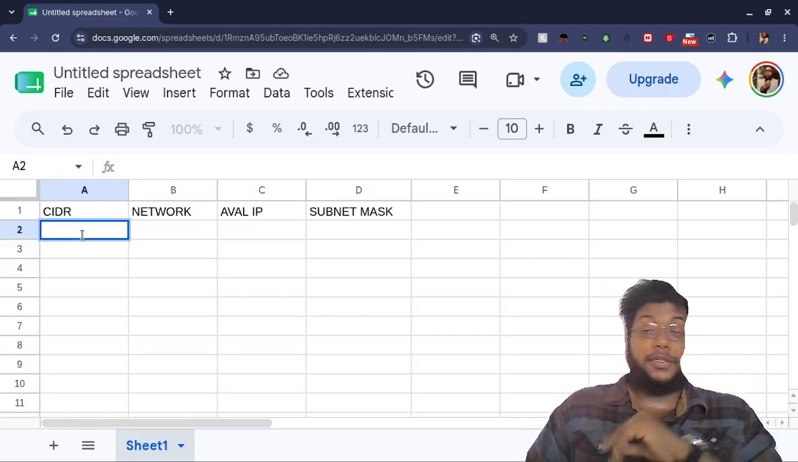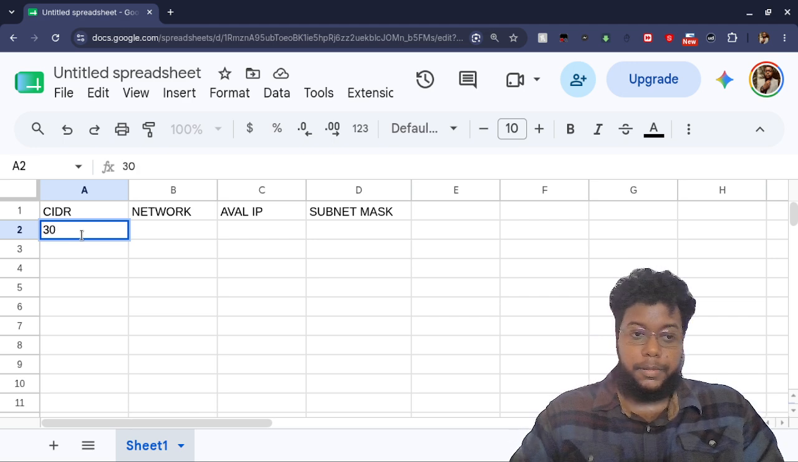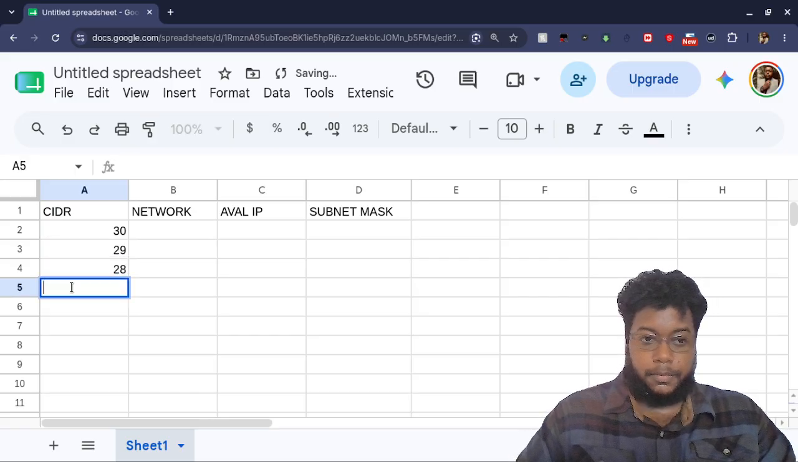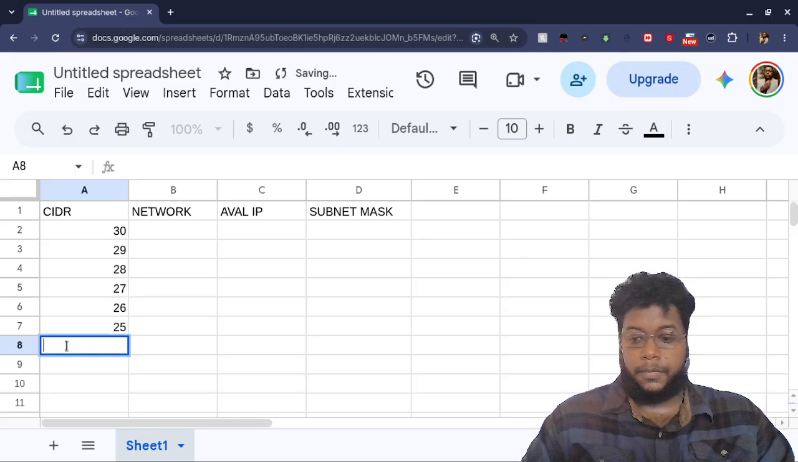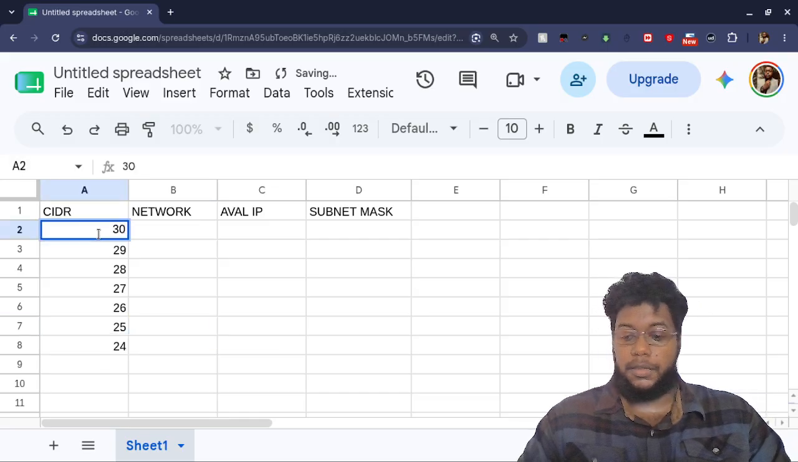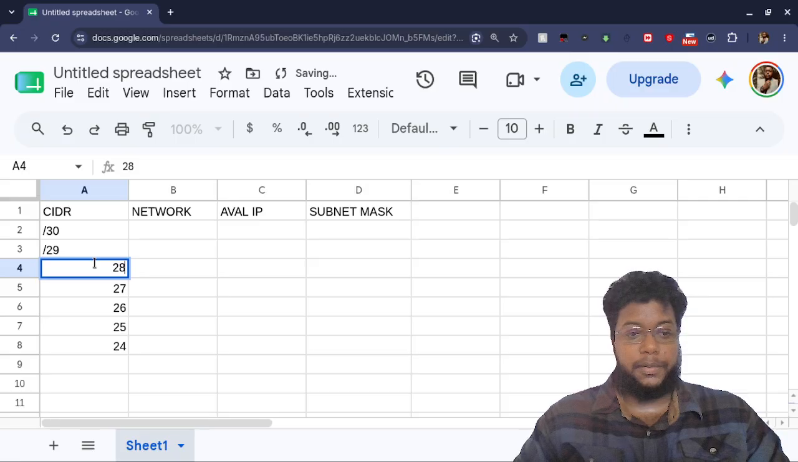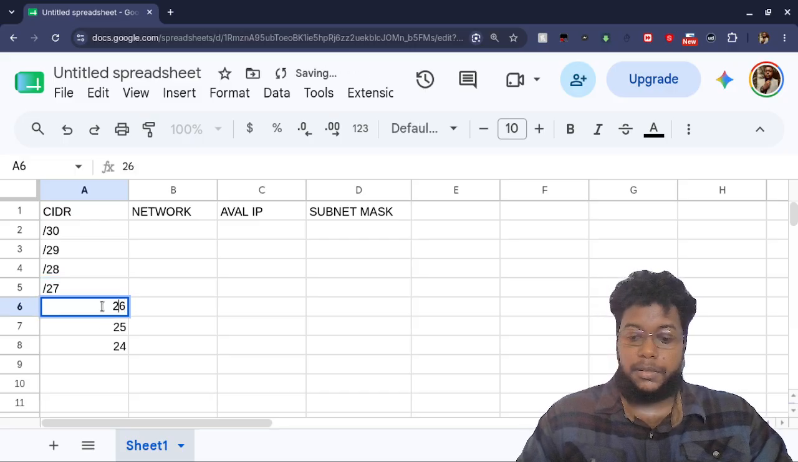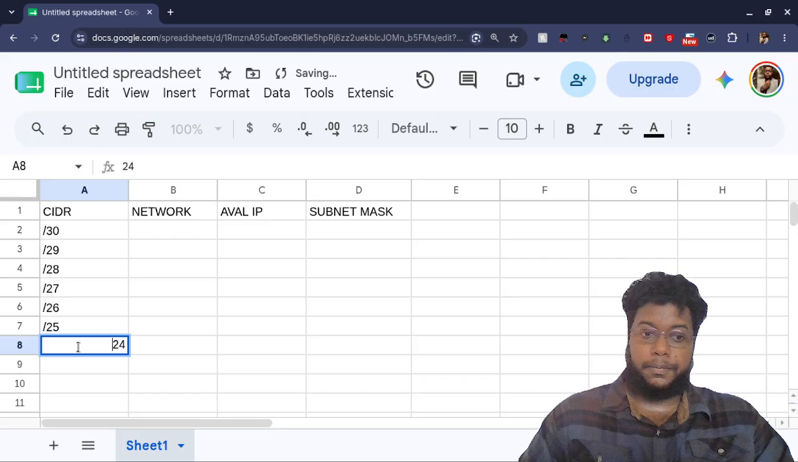Now we're going to go from 30 to 24. That's it. Not too hard. We're just going to count backwards. You ready? 30, 29, 28, 27, 26, 25, and 24. Simple. Easy peasy, lemon squeezy, right? Cool. So just remember that they're all slashes, by the way: slash 27, slash 26, slash 25, and slash 24, right?